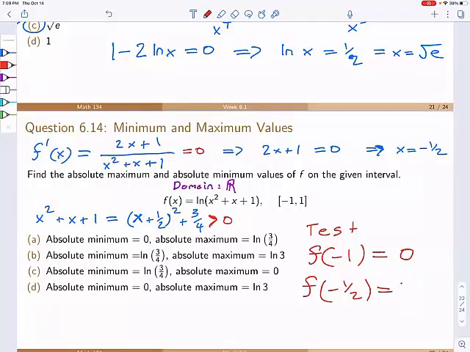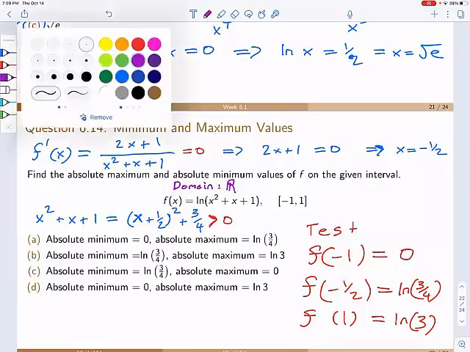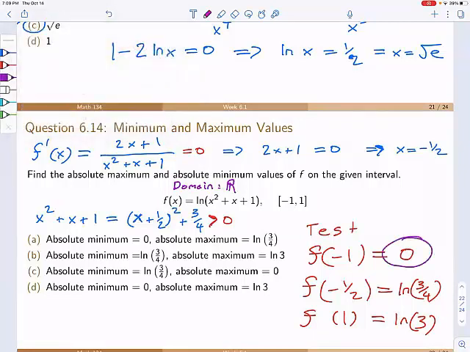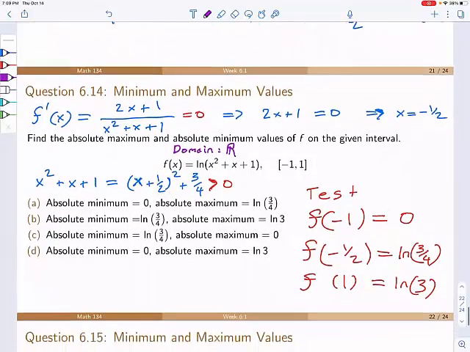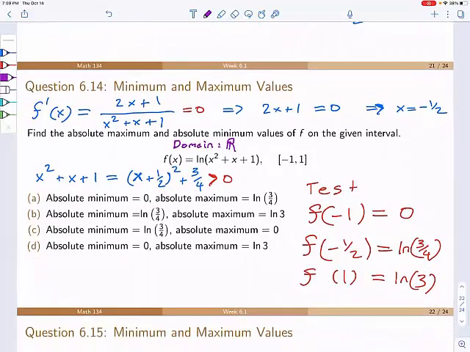So let's make sure we get that right. Ln of 3/4. And then finally, f of positive 1. If I plug that in, I would get ln of 1, 2, 3. So ln of 3. Okay, so to find the absolute max and absolute min, it has to be one of these 3 points for either the max or the min. And to find the max, you just pick off the largest one. And to find the min, you just pick the smallest one.